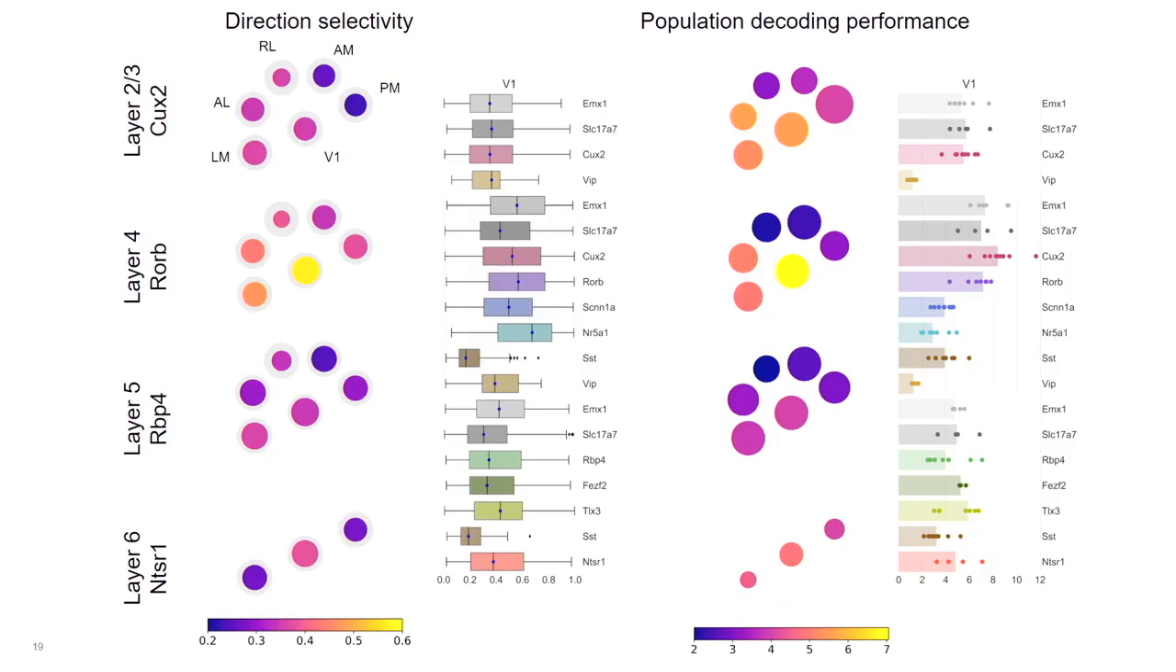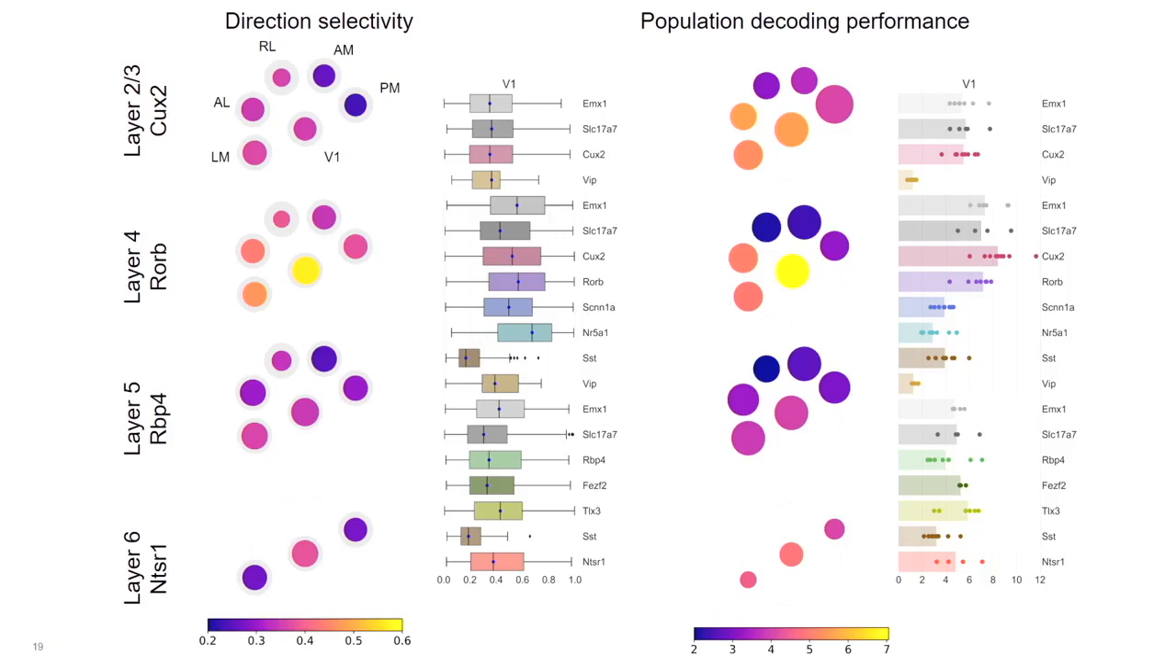And so, for instance, this particular layer 4 Cre line, NR5A1, shows the strongest average direction selectivity, but actually has the worst decoding performance among all of the different Cre lines in V1, which raises some interesting questions about how this population might be functioning differently from some of the other populations. So this is an example of the type of characterizations we can make of the response properties that we're measuring.